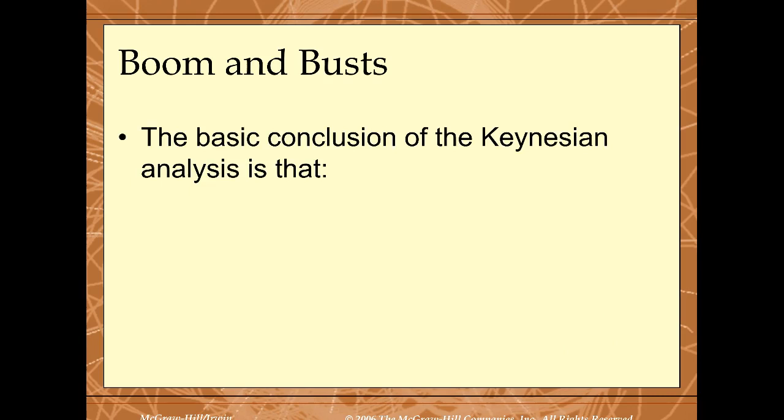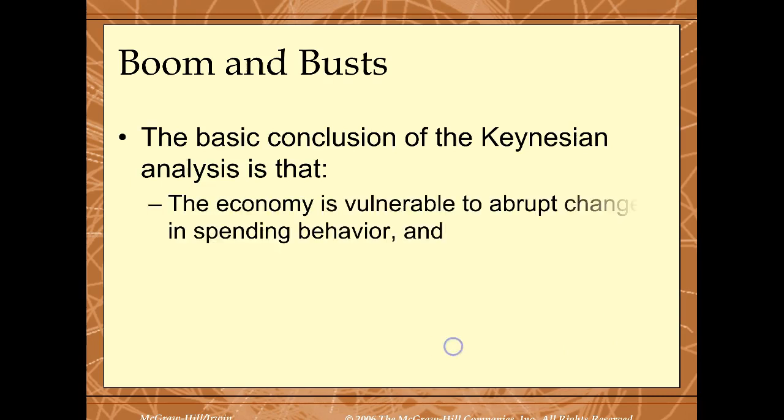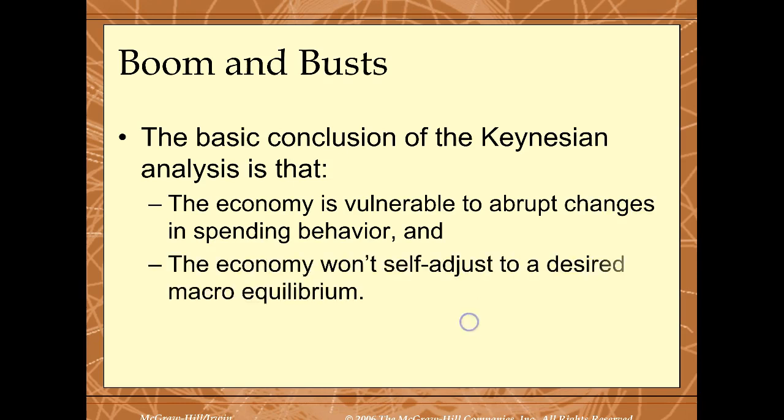So the basic conclusion of the Keynesian analysis is that the economy is vulnerable to abrupt changes in spending and behavior, and the economy won't self-adjust to the desired macro equilibrium. So that closes out our topic for the self-adjustment chapter.